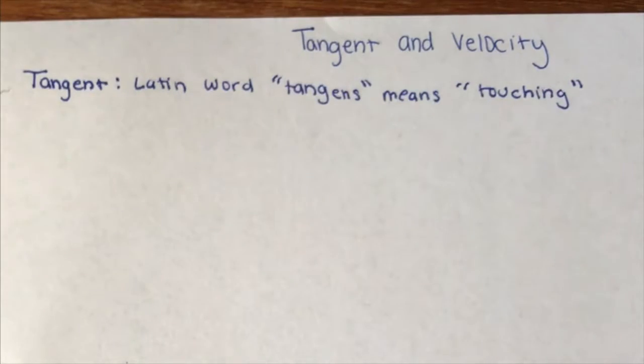So today we're going to be talking about tangent and velocity problems. The word tangent is derived from the Latin word tangus, which means touching. That means that the tangent to a curve is a line that touches the curve. In other words, a tangent line should have the same direction as the curve at the point of contact.